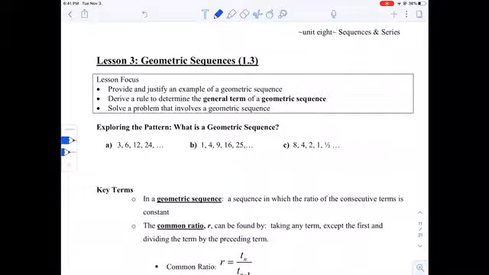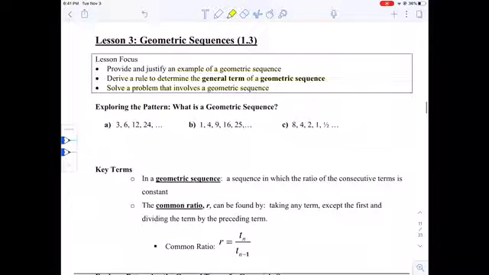Okay, in lesson 3, we want to look at geometric sequences. We want to be able to provide and justify an example of a geometric sequence, derive a rule to determine the general term of a geometric sequence, and solve problems that involve geometric sequences. So if we look at the first example, it says exploring the pattern. What is a geometric sequence?